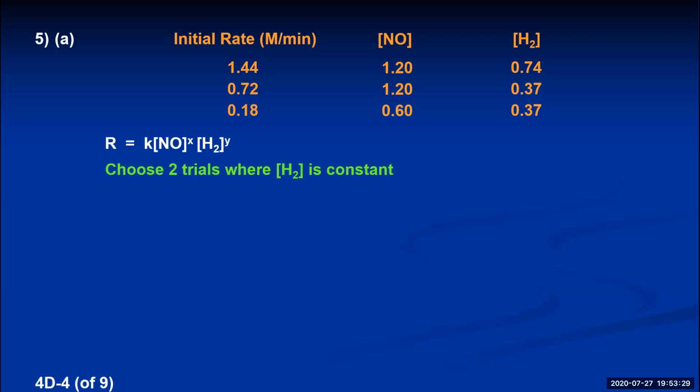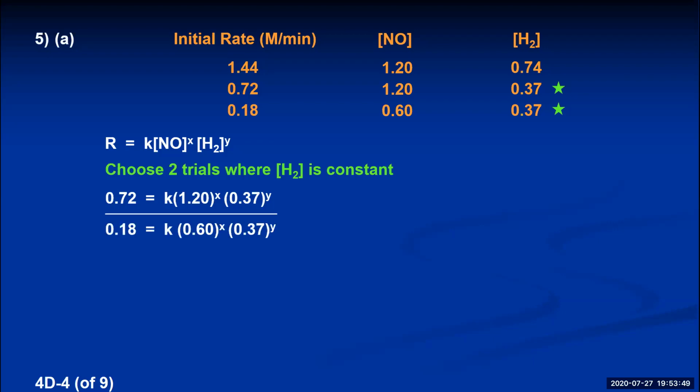So if we want to calculate what the value for x is, the order for nitrogen monoxide, we need to pick two trials where hydrogen remains constant, and that would be the second and third trials. I'm going to take all the data from the second trial and plug it into the rate law. Then I'm going to take all the data from the third trial, plug it into the rate law, and divide by that. I'm doing the second trial divided by the third trial because I always want to have the trial with the highest initial rate on top.